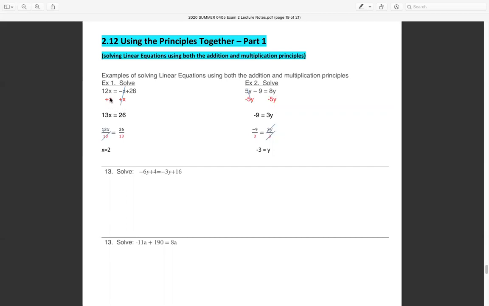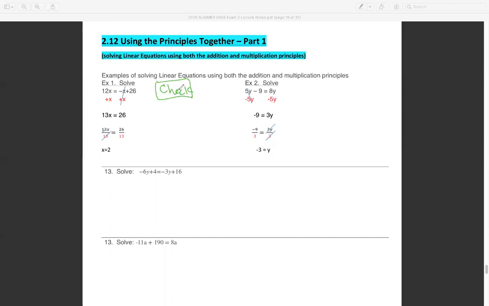to give you 0. And then 12x plus 1x is going to give us 13x's. And then bring down your 26. And then how do you undo multiplying by 13? To undo multiplying by 13, we're going to divide by 13 to both sides to get 2. So I'm going to go ahead and show you how to do a check on this.